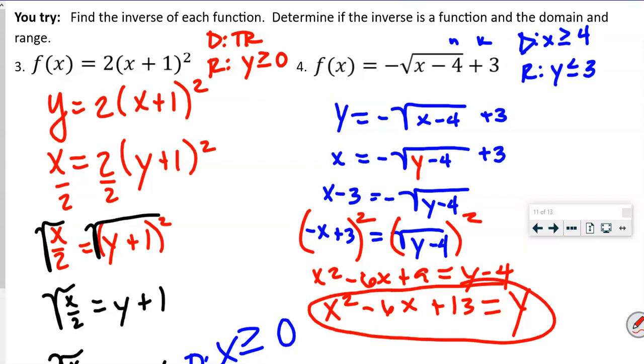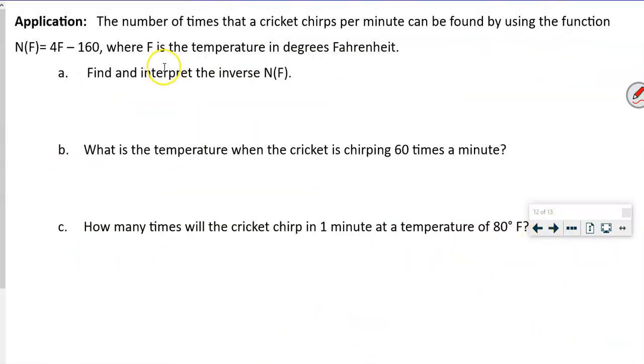Now, what can we say about our domain and range, though? Our domain is what? X now is less than or equal to 3, and our range, y, is what? Greater than or equal to 4, okay? So just remember, they just flip. That's all they do for our domain and range, okay? Very important.